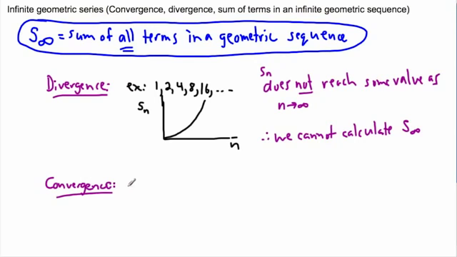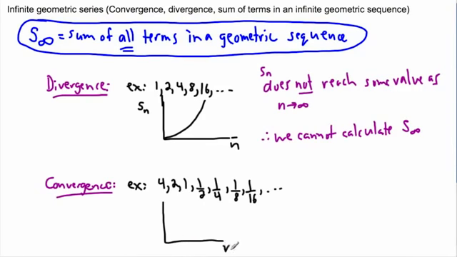Well, I'll give you an example of something that does converge. Maybe we take this and do the opposite. Maybe we go 4, 2, 1. Here we're going to divide by 2 each time, and keep going. So 1 divided by 2 is 1/2. That divided by 2 is 1/4. That divided by 2 is 1/8. That divided by 2 is 1/16. And so on. Now let's look at a graph of n versus the sum of all the n values.